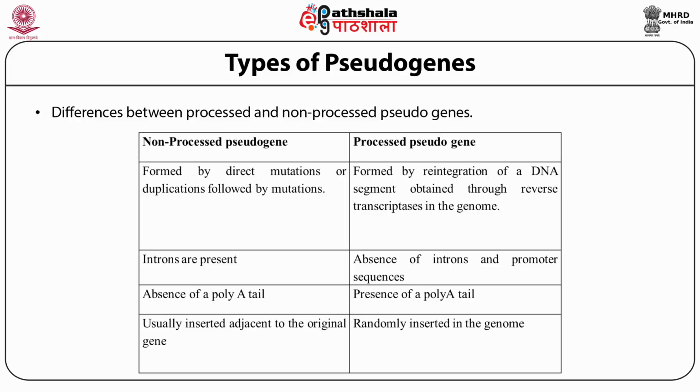Non-processed pseudogenes are usually inserted adjacent to the original gene. Processed pseudogenes are randomly inserted in the genome.